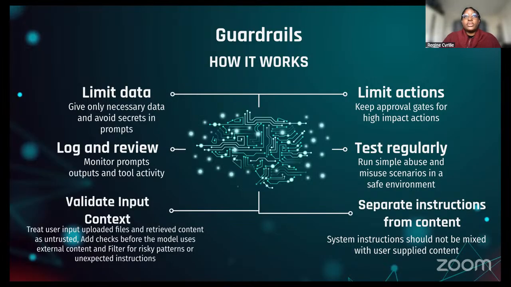Validate the input, like always check input. Treat user input as, I think I mentioned before, everything is bad until proven good. Don't say everything is good, then maybe it's bad. So treat user input, uploaded files, and retrieved content as untrusted. Add checks before the model uses external content and filter for risky patterns or unexpected instructions.